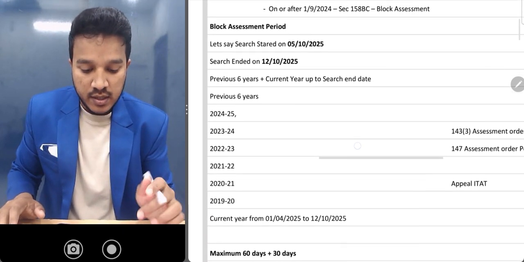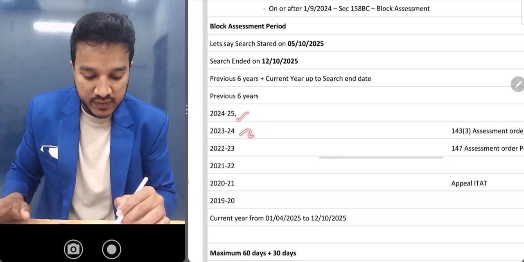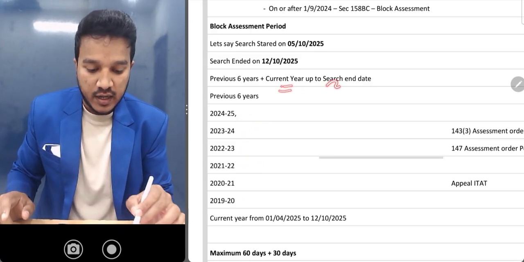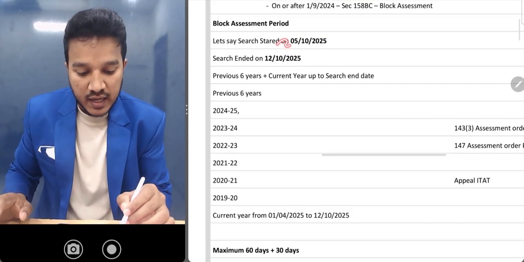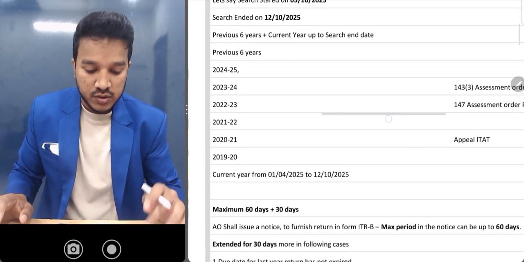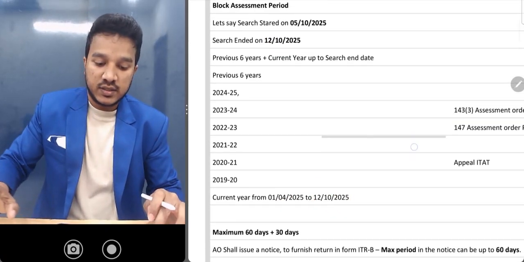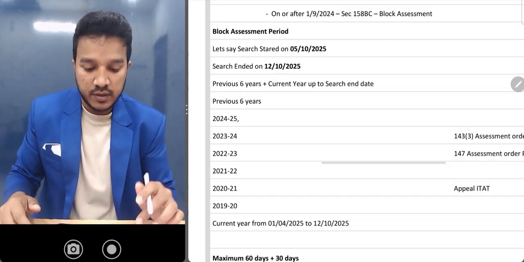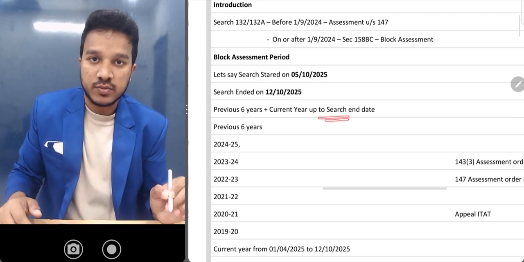Okay, in this case, previous 6 years will fall under the block period. जो भी तुम्हारा previous 6 years है, all these 6 years will fall under the block period, and current year up to the date of search, that is from 1st April 2025 to the last day of search. Okay, here if you see, the search has ended on 12/10. So from 1st April to 12/10 also will be under the block period. So this is your block period. इसमें से last time question आया, determine the block assessment period. So all you need to know is last 6 years plus current year up to the date of search.